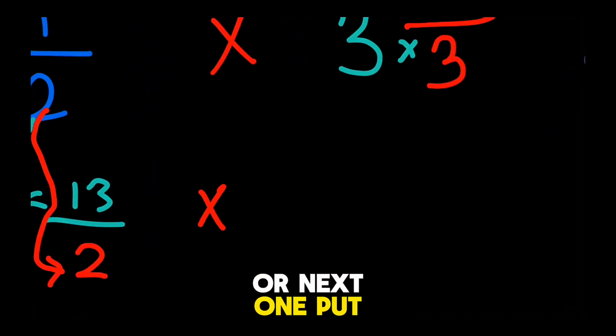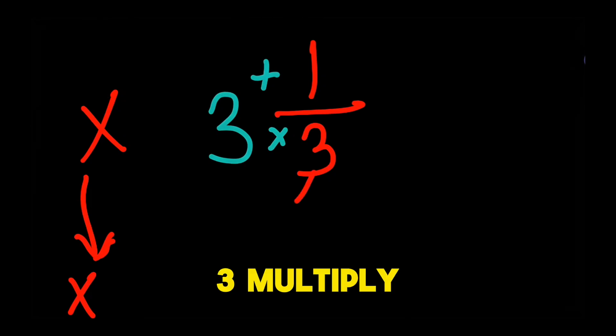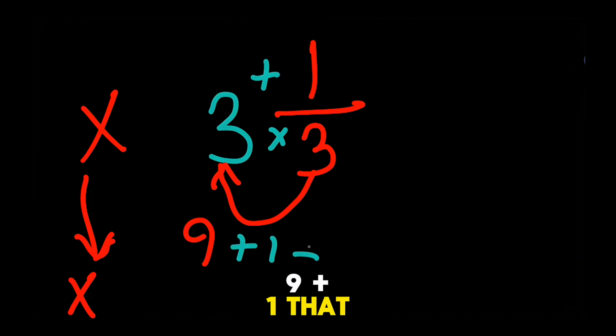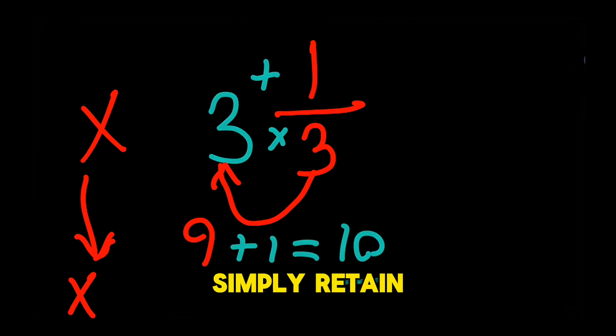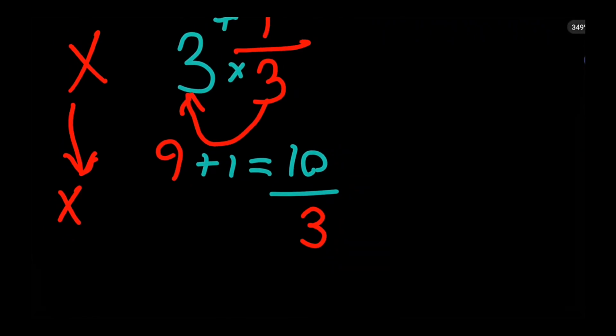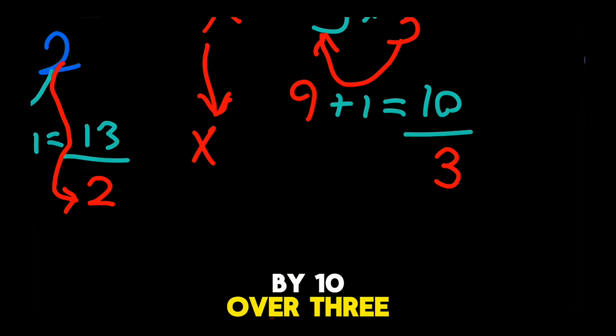Our next one, put back down our multiplication sign. 3 multiplied by 3, that is 9. 9 plus 1, that is 10, and we simply retain our denominator, which in this case is 3. So now we have 13 over 2 multiplied by 10 over 3.